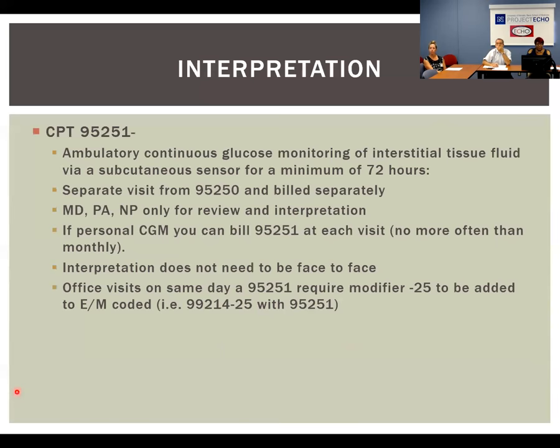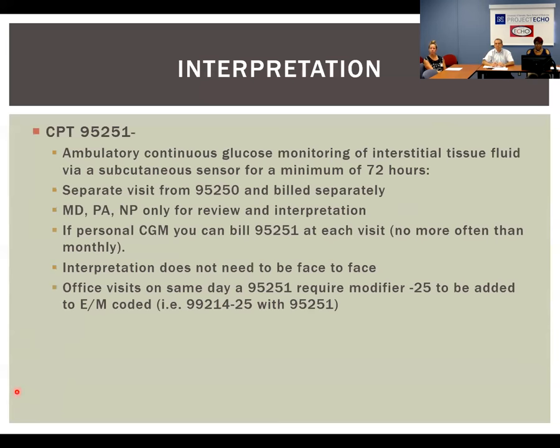If you have patients, and I put this in as a caveat, because a number of my patients have a personal CGM, you can bill them for a 251 at each visit, but no more than once monthly. So if you've got a patient who has to come in to see you for routine things, like hypertension, so you manage their hypertension, they come in, they get the blood pressure checked, and you're changing their blood pressure medications, and they just happen to have on a CGM. You download that and review it, you can bill for that.